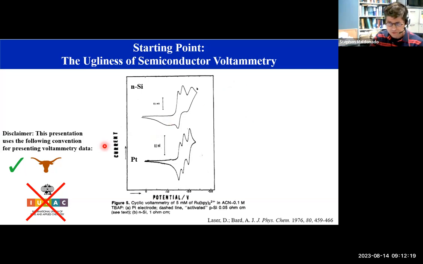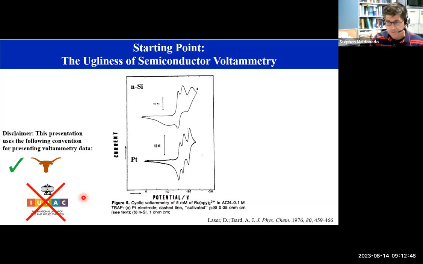And I should make a minor point aside. All the data that I'm going to show you, I think without exception, follows the Texas convention in terms of positive potentials, meaning a reductive current, negative currents, meaning anodic. That's just the way I like plotting things. I don't like the IUPAC convention, but if you do turn your screen around 180 degrees, all the data should make sense to you.